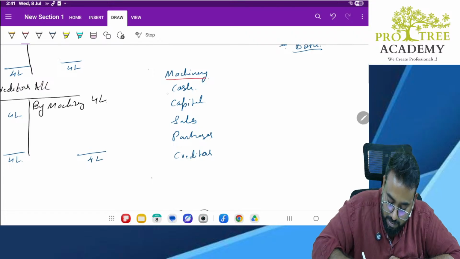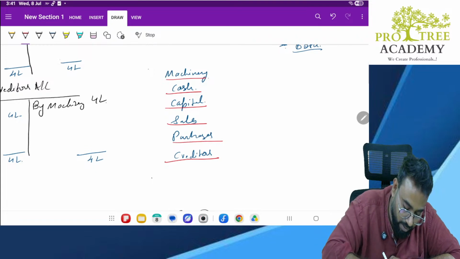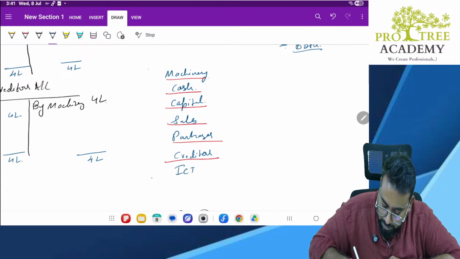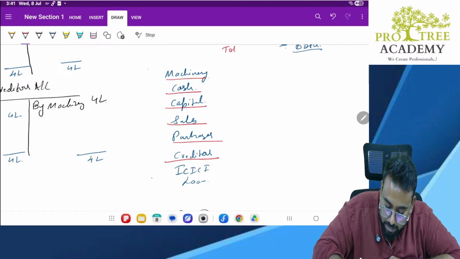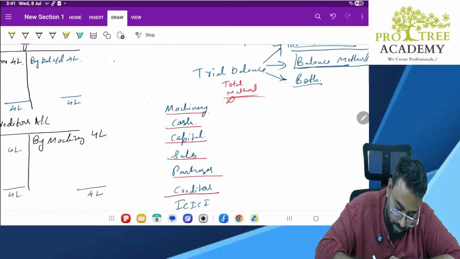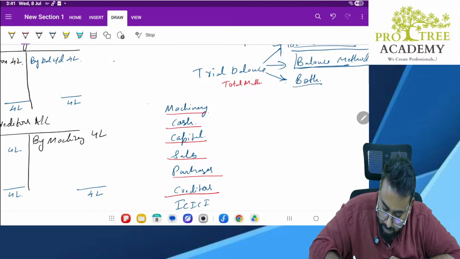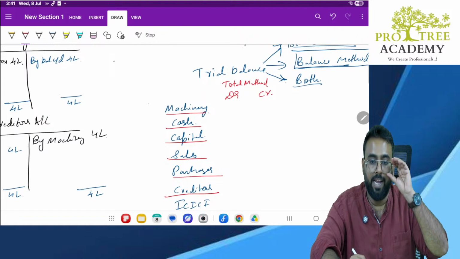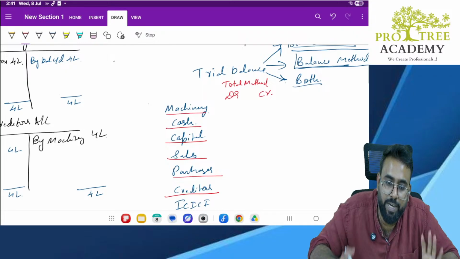These are the ledger accounts. Correct? Now, correct. Loan account. ICICI loan. Correct? Now, let's see total method. What method? So, what is this method, sir? Simple, sir. Debit and credit. Sir, under total method, what it wants to do is write the totals of debit and credit.